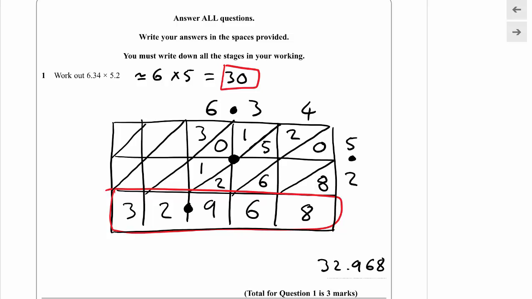Now, what happens if I was unsure where to put the decimal point? So if I didn't bother putting a decimal point here at the beginning, and then didn't have it there, well, I've just got these digits, 3, 2, 9, 6, 8, and I'm not sure where to put the decimal point. Well, then I come back to what I did at the start, and I say, well, I know that my answer should be about 30. So it makes sense then that the decimal point should go there, because 32 is very close to 30.